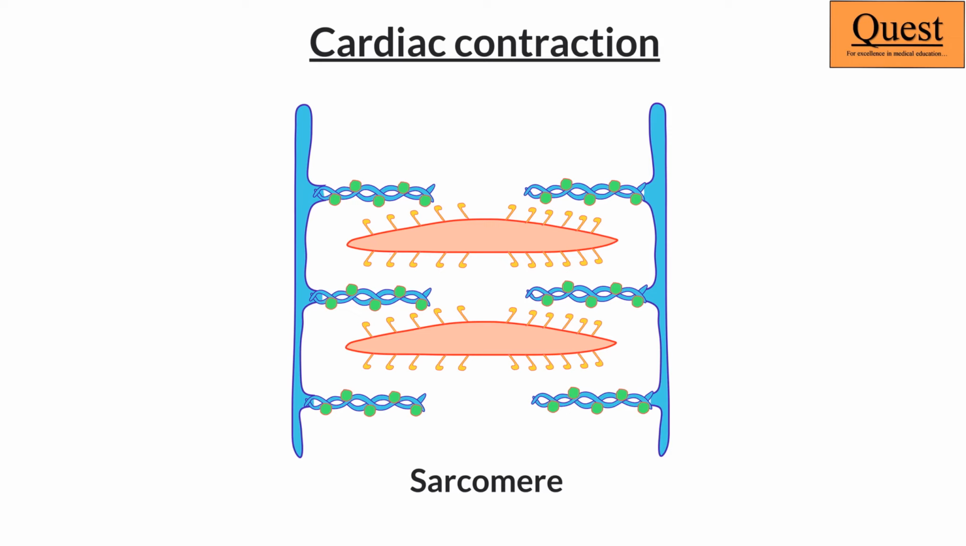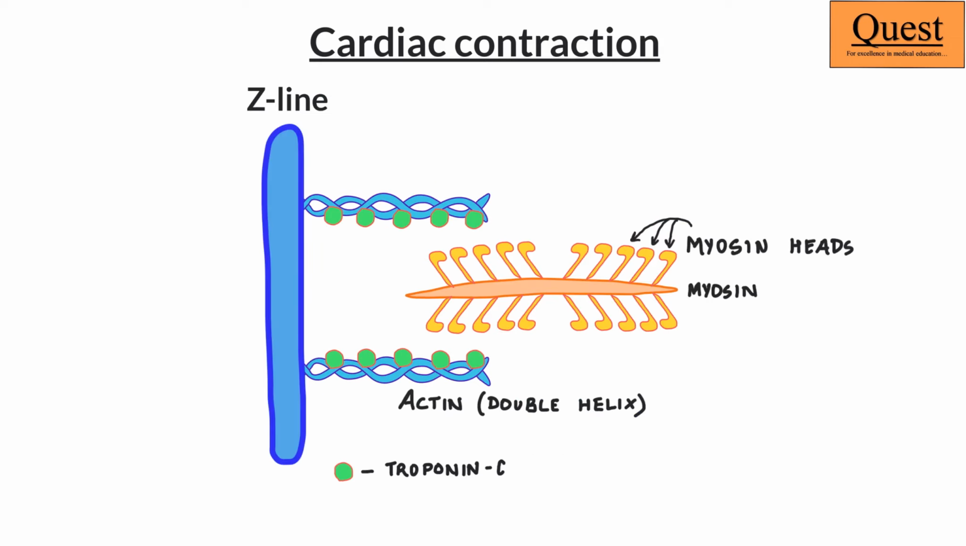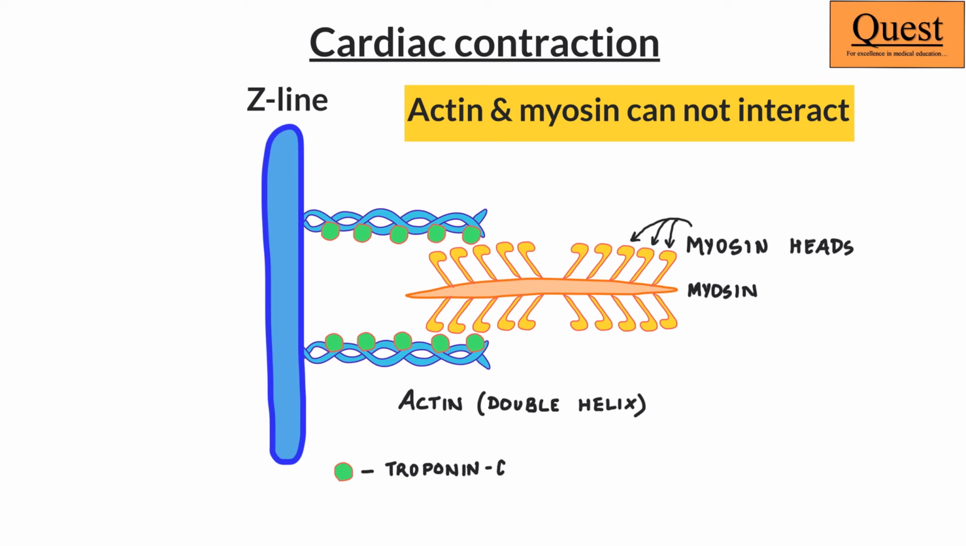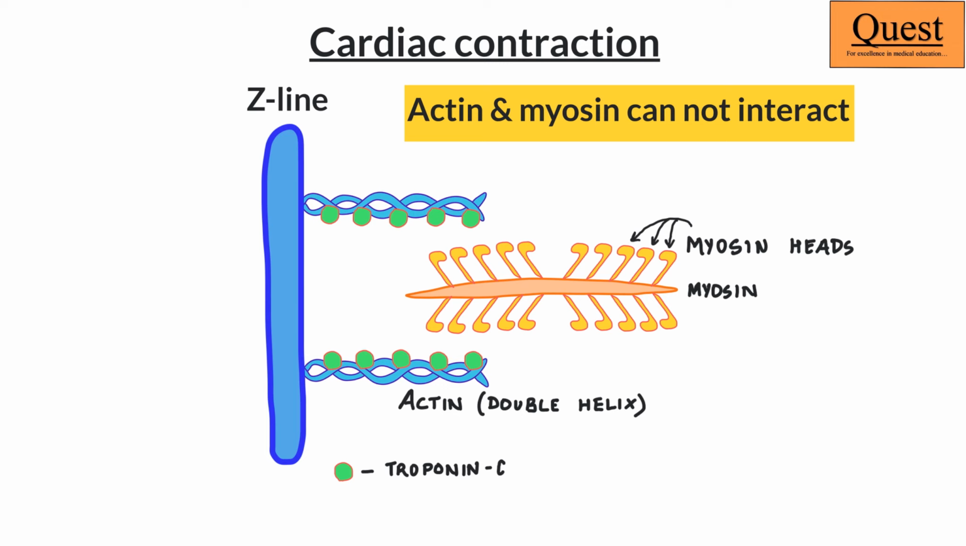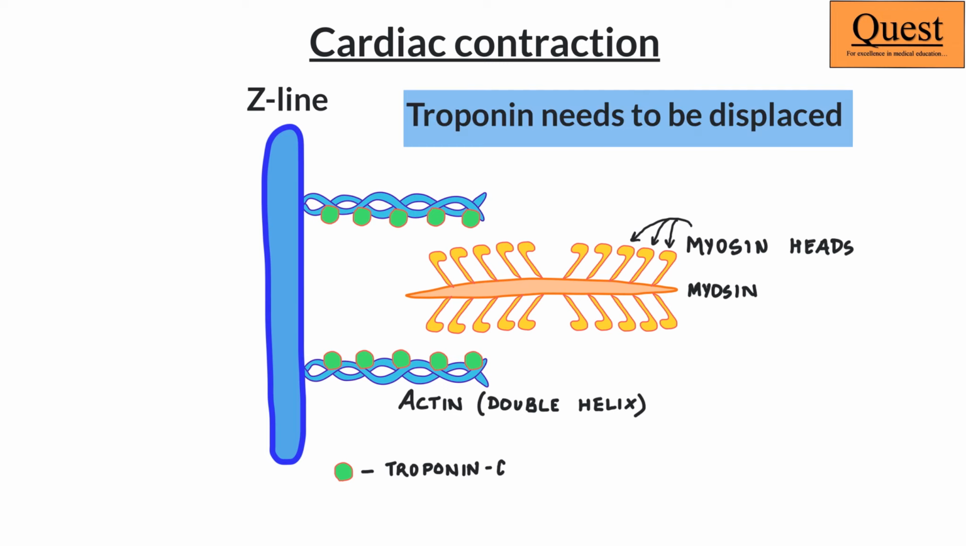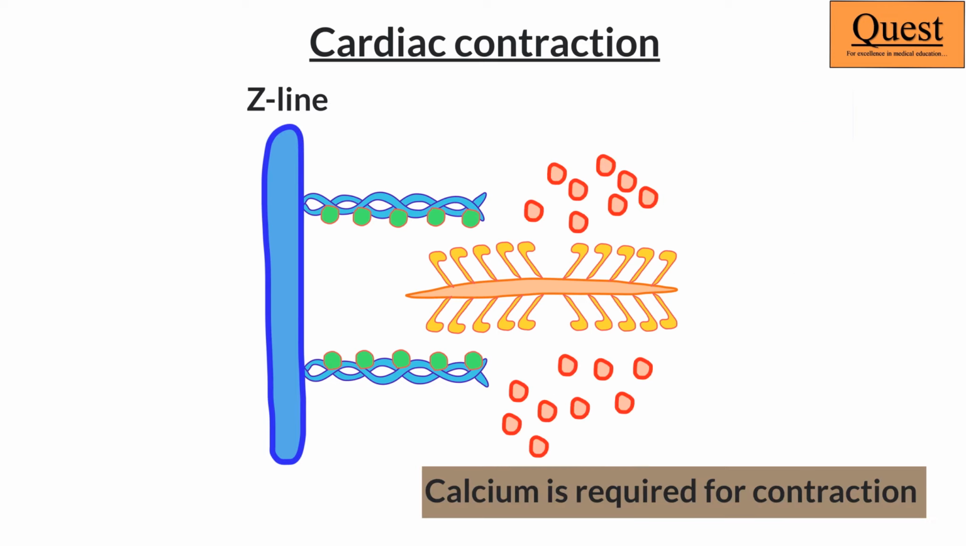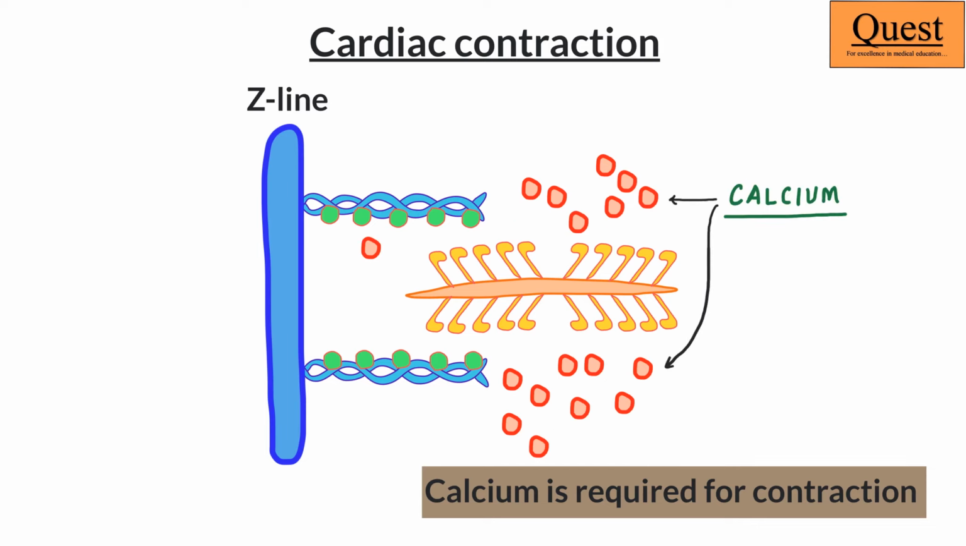But for this process to take place, myosin heads should interact with active sites on the double helix actin filaments. These active sites are guarded by complex structures known as troponins. Unless something displaces this troponin from actin filaments, it will not be possible for actin and myosin to interact. In other words, contraction of the heart cannot occur without troponins being displaced. And what is it that would displace these troponins? The answer is calcium. We need calcium to kickstart the systole of the heart.